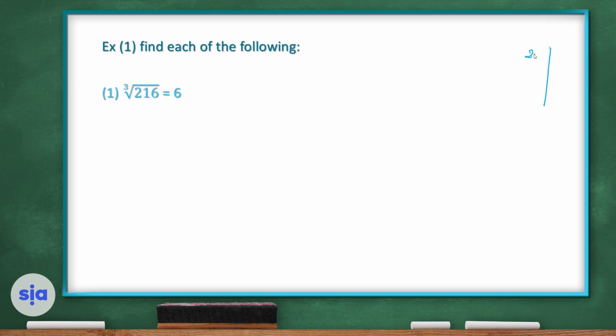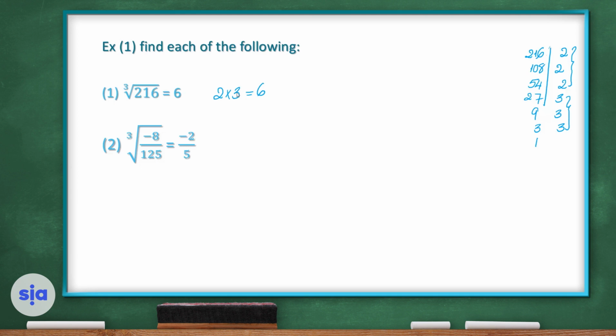Here's the 216, divided by 2, it's 108. Divided by 2, it's 54. Divided by 2, it's 27. Divided by 3, it's 9. Divided by 3, it's 3. Divided by 3, it's 1. So as you can see here, it has three 2s and three 3s. So the cubic root of 216 is 2 times 3, which is 6, as written next to it.